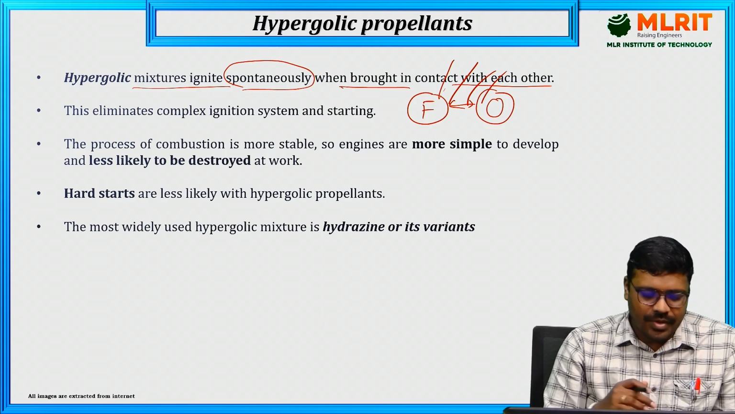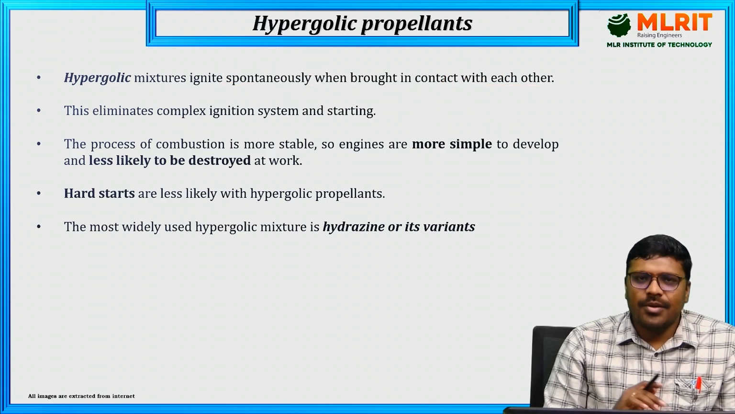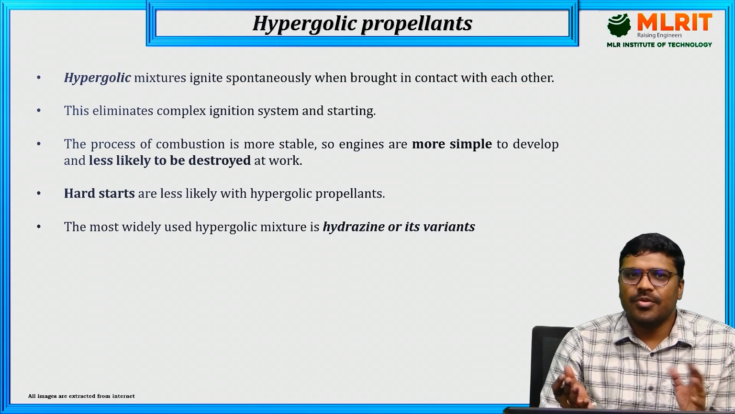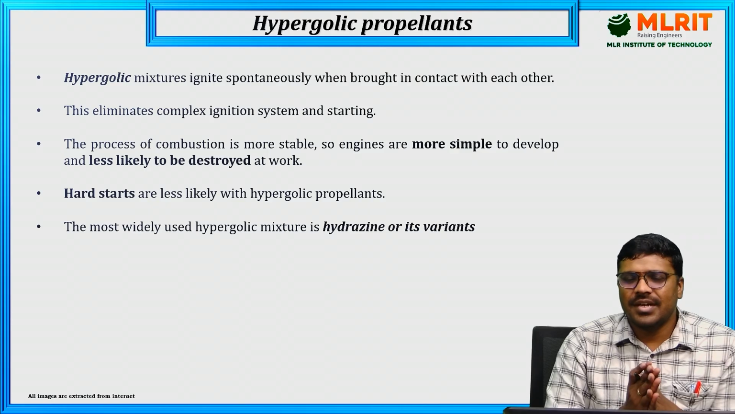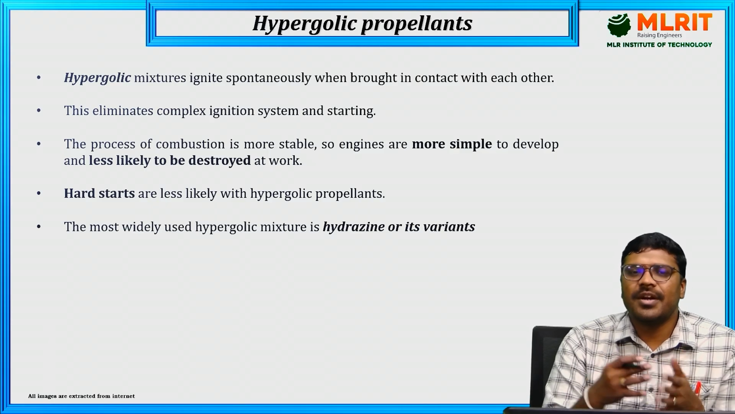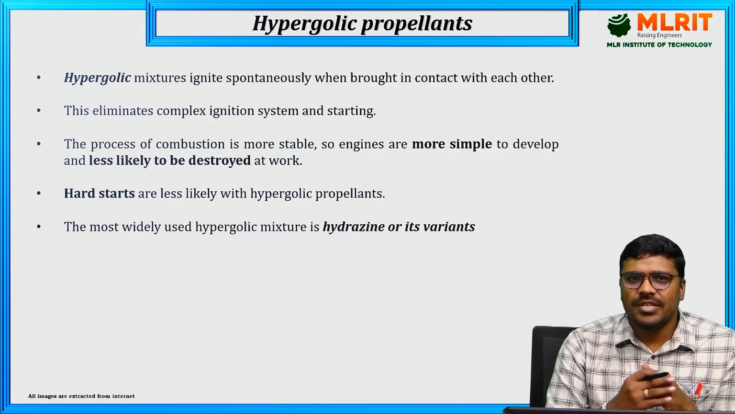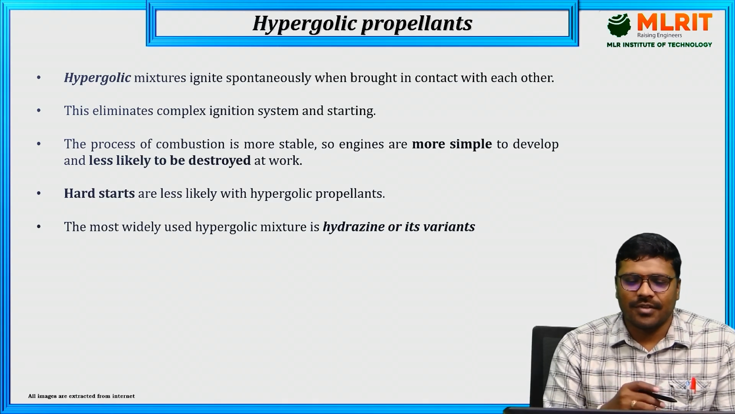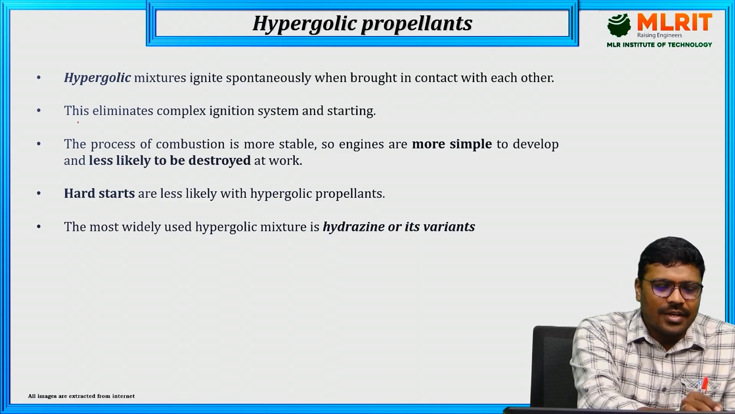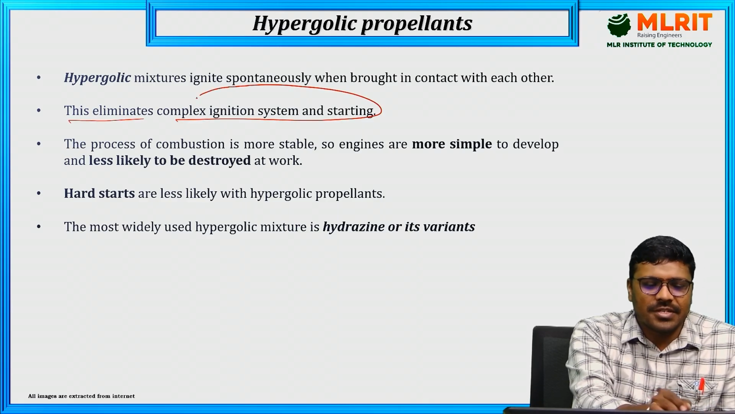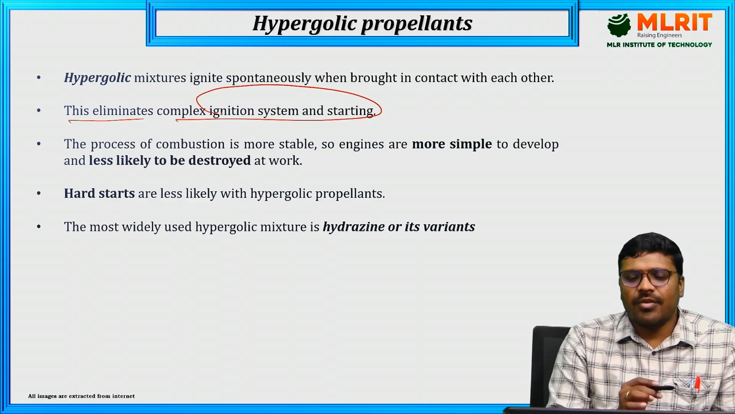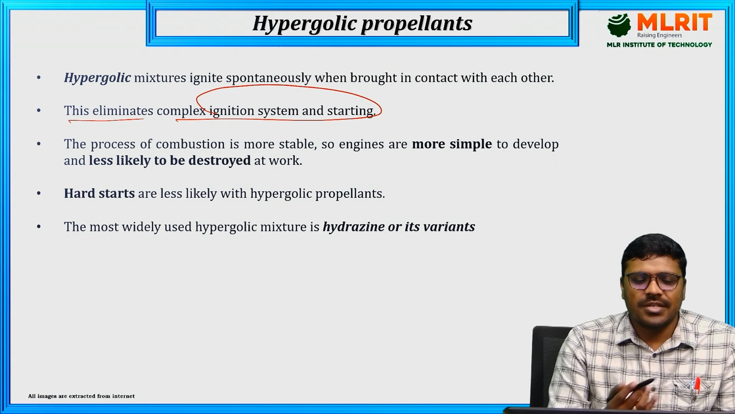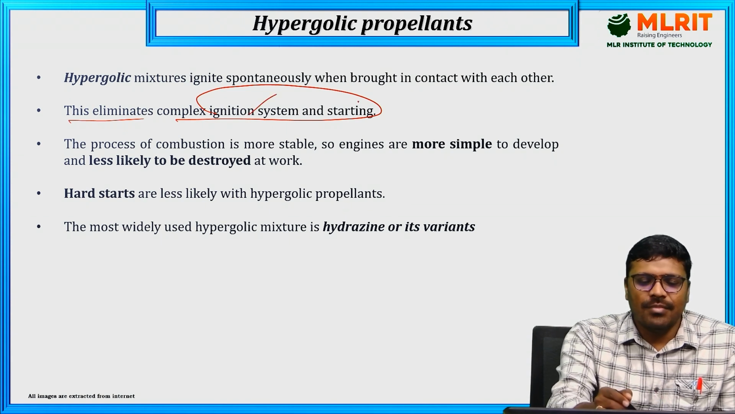Some propellants cannot react. Even though you mix fuel and oxidizer, it does not react, and you have to provide a separate ignition system. But hypergolic propellants automatically start reacting when brought in contact. This eliminates the complex ignition and starting system, so hypergolic propellants help us avoid an ignition system.